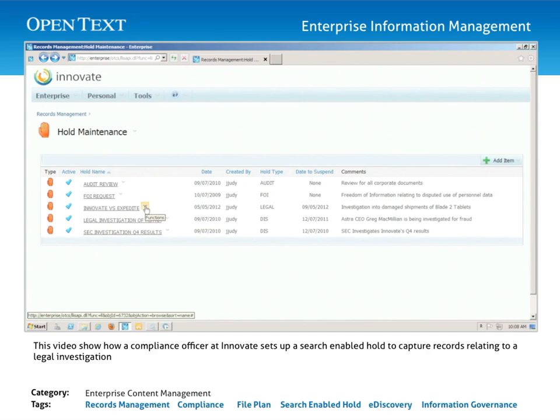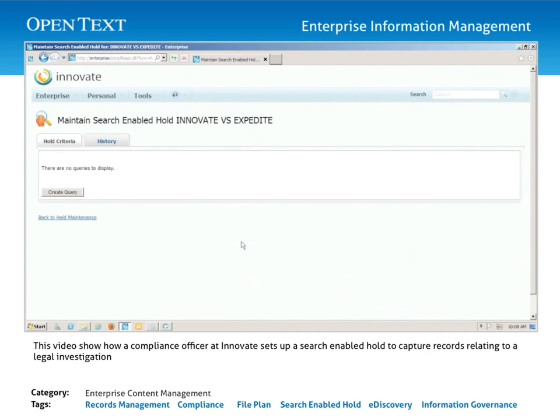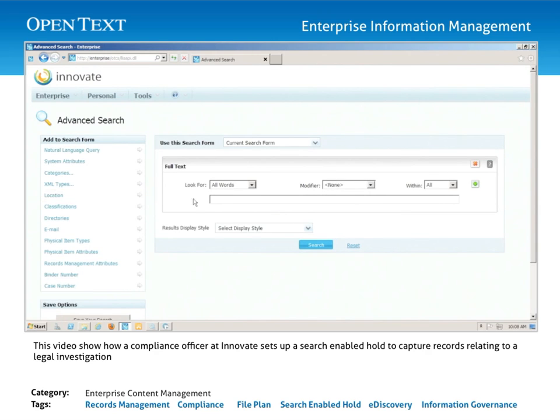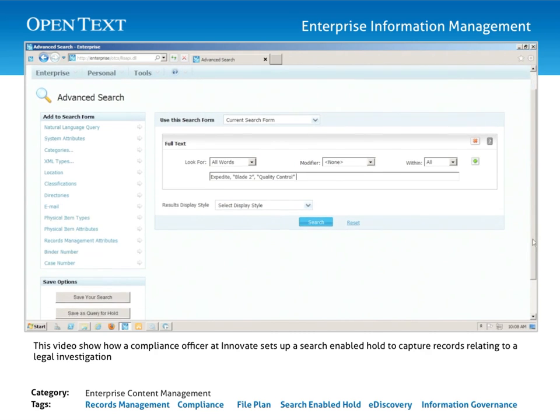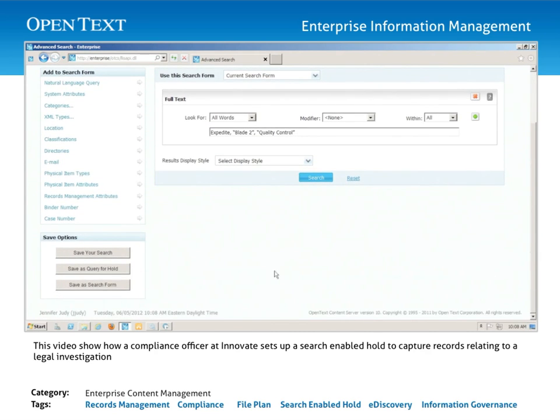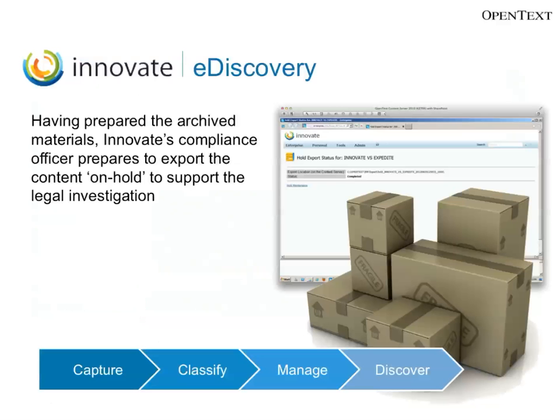From the function menu, she chooses the option to select the hold criteria. And from here, she sets up the search query for the hold. The query may include full-text search, system-defined or custom metadata, or classification fields, but in our case, it's just a simple list of required keywords. To finish, she simply saves the query for the hold. The search query will find and hold all of the records relating to the case.